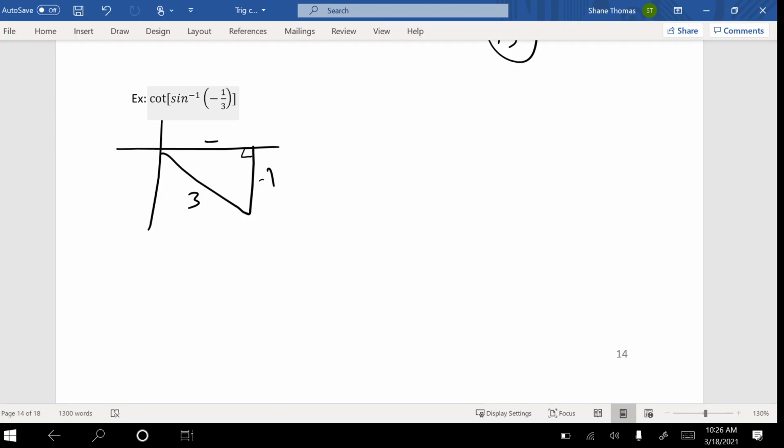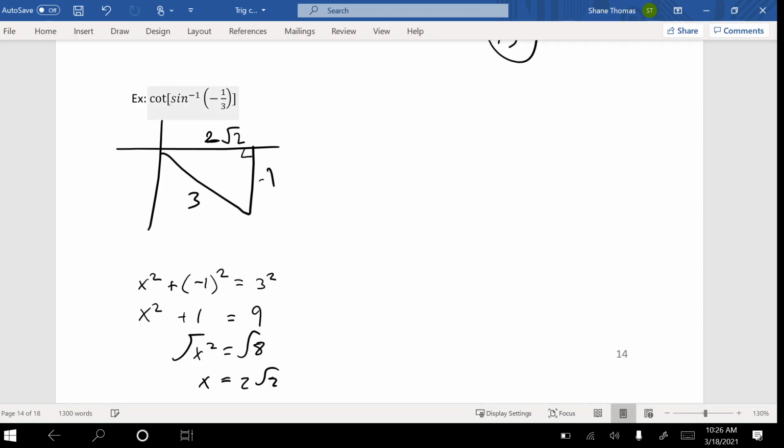So let's do a little Pythagorean theorem. So let's go x squared plus negative 1 squared equals 3 squared. So I'm looking at x squared plus 1 equals 9. Subtract the 1 over, so x squared is 8. Square root, x is 2 root 2. So this missing side will be 2 root 2. It's to the right, so it's still going to be positive.